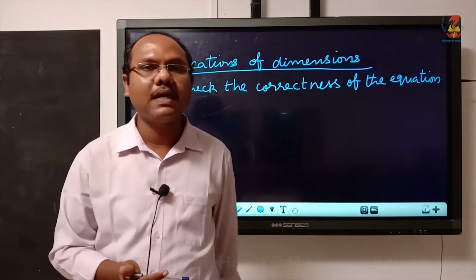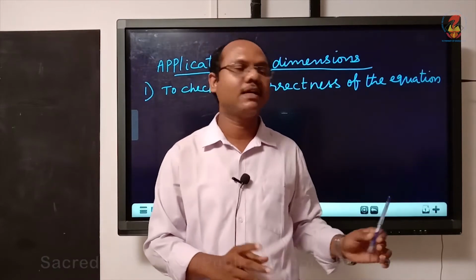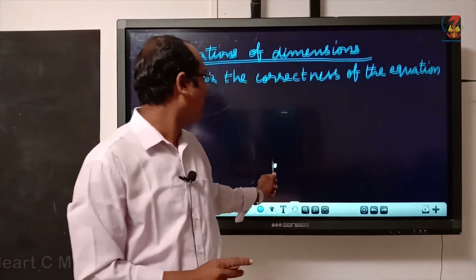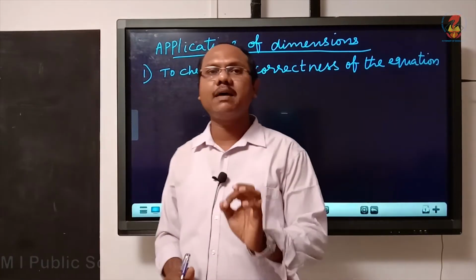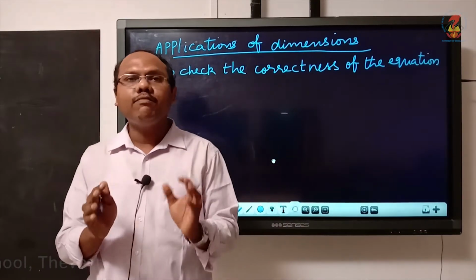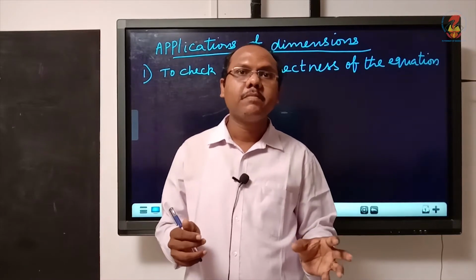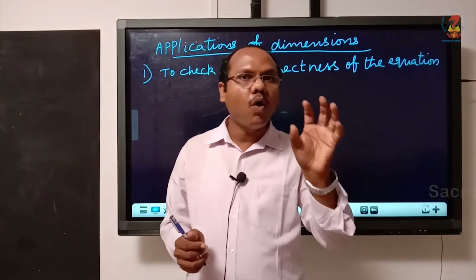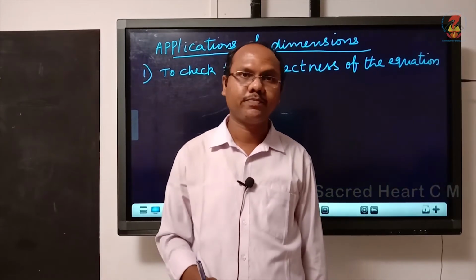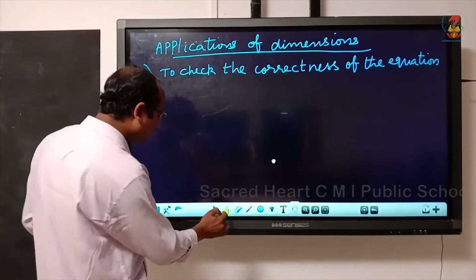The first application of dimension is to check the correctness of the equation. That means we have to check whether the equation is dimensionally correct or not. If the equation is dimensionally correct, then the dimensions of all terms in the equation will be the same. I will just give you an example, then only you will understand clearly.